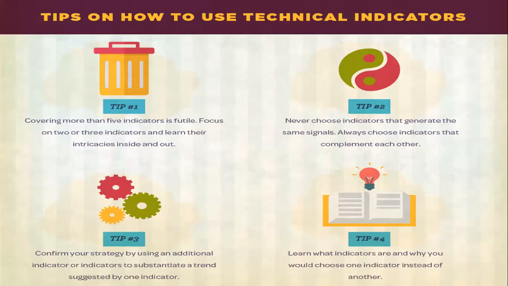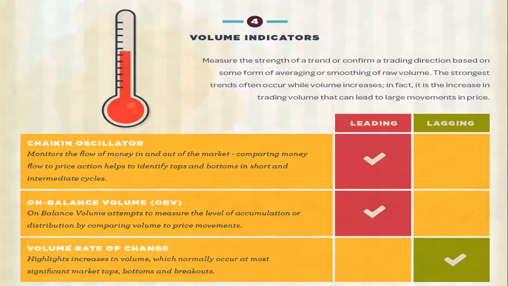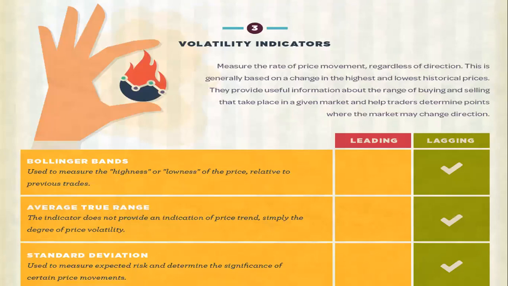So, tips on how to use technical indicators. We've talked about a whole lot of indicators. There are a lot of them, and they are all categorized as leading and lagging. And we have types of them, which we discussed previously. We have 4 types of indicators. Let's go over them again.